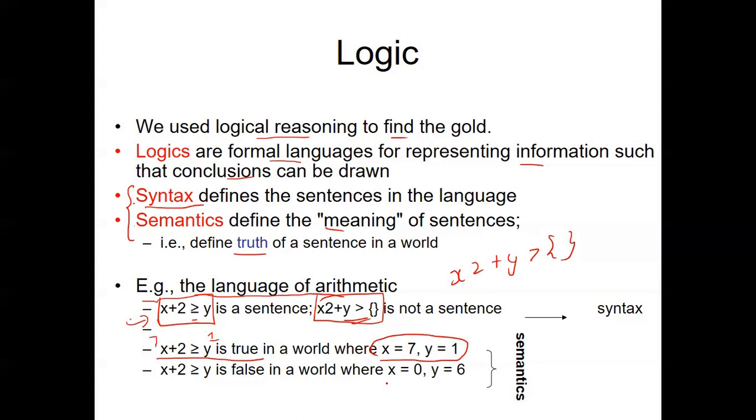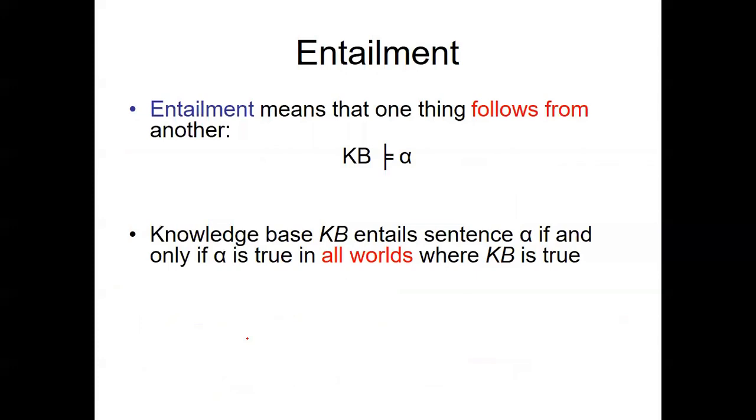If x is equal to 0 and y is equal to 6, then this sentence is false. So this sentence is false in the world where x is equal to 0 and y is equal to 6. If x is 0 and y is 6, then it becomes 2. Is 2 greater than or equal to 6? No, so it becomes false. Okay, so this is just an example for a sentence.